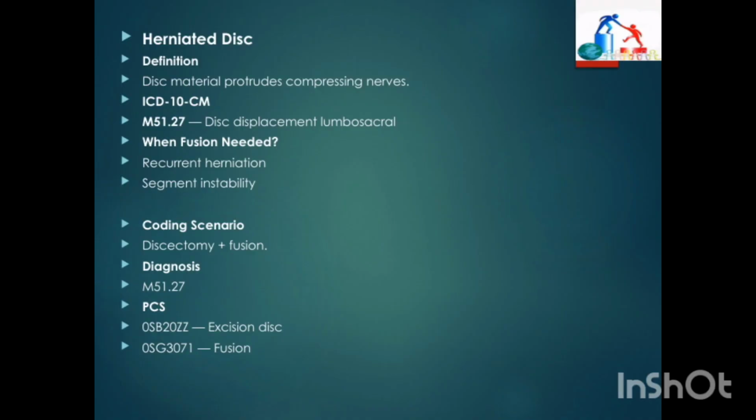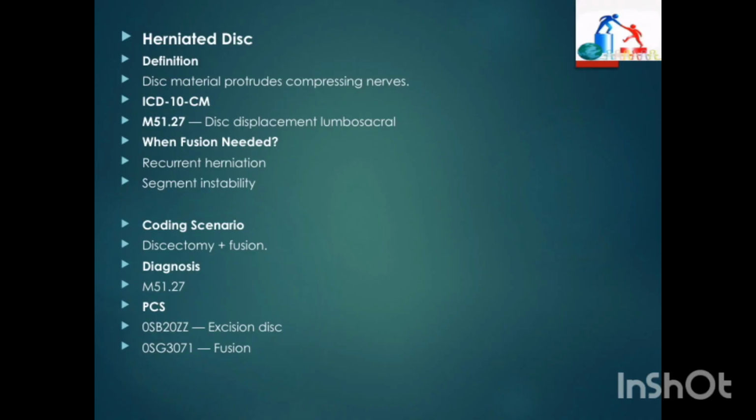Typically, fusion is needed in cases of recurrent herniation or when there's segmental instability. Recurrent herniation means the disc herniates again after initial treatment, and segmental instability indicates that the spinal segment is not stable, risking further damage if left untreated. Let's look at a common coding scenario. Suppose a patient undergoes a discectomy combined with fusion. The diagnosis, as I mentioned, would be M51.27.